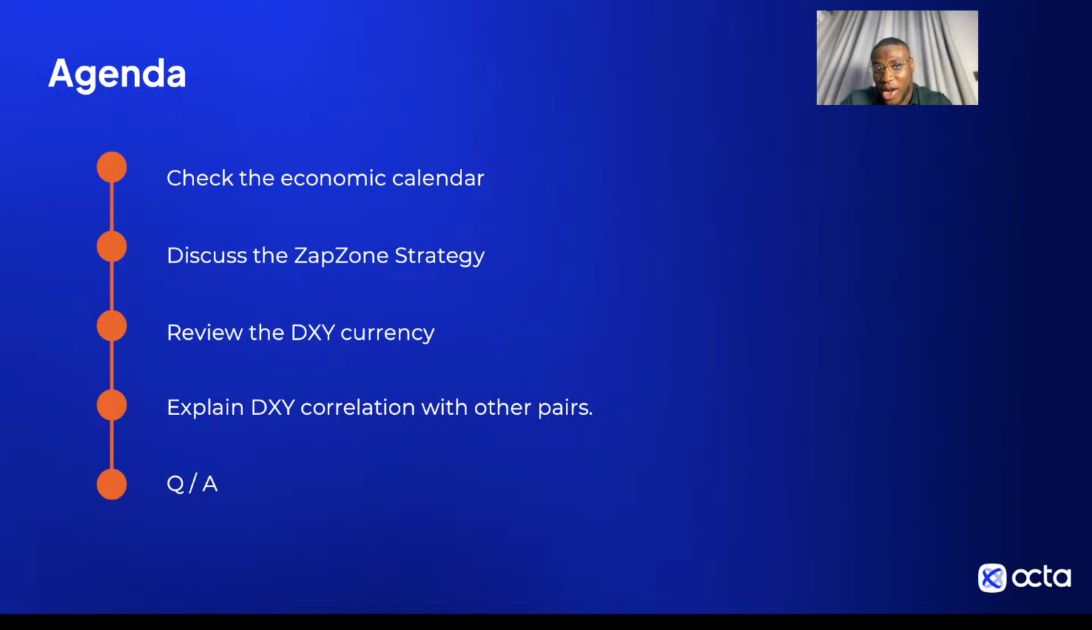I'll also show you how to manage your risk by your portfolio, because there are a lot of instruments you can.